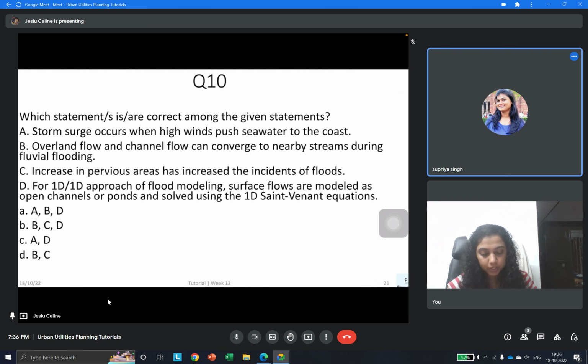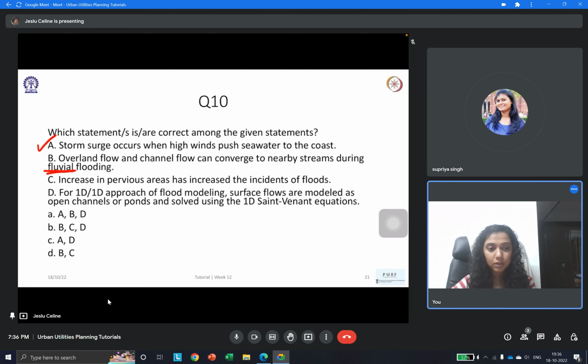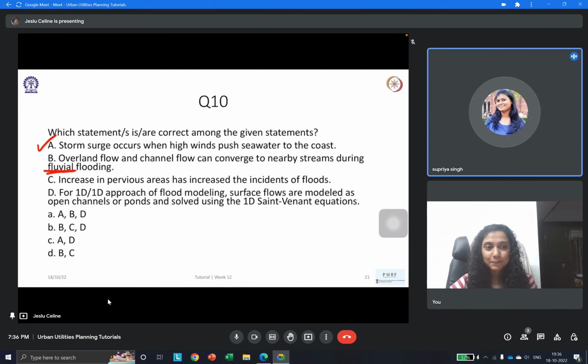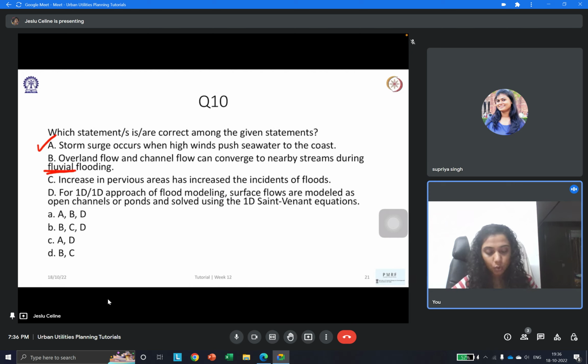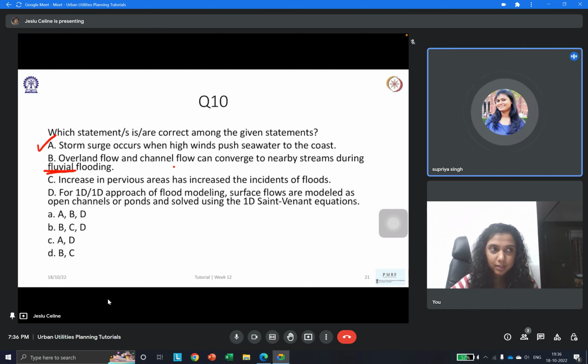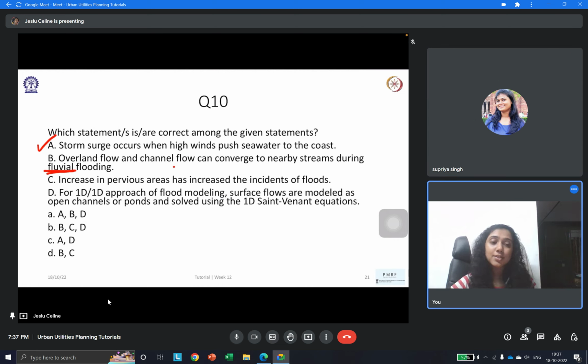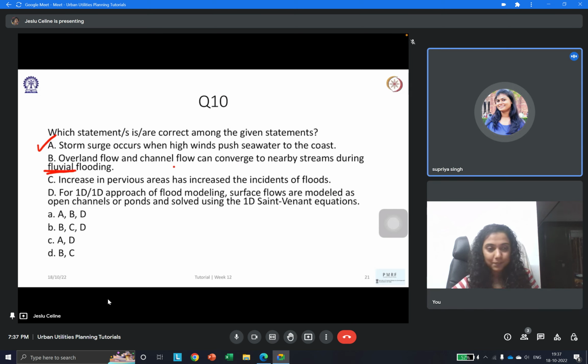So we are talking about fluvial. What does fluvial stand for? Fluvial is overflow, so there is overflow which is already happening. This one asks whether overland flow and channel flow can converge to the streams. In fluvial, the streams are flooding, and from the streams only water is coming onto the roads or other areas and creating the flood. So it cannot converge to that water body because it is from the water body that it's coming. You get the logic.